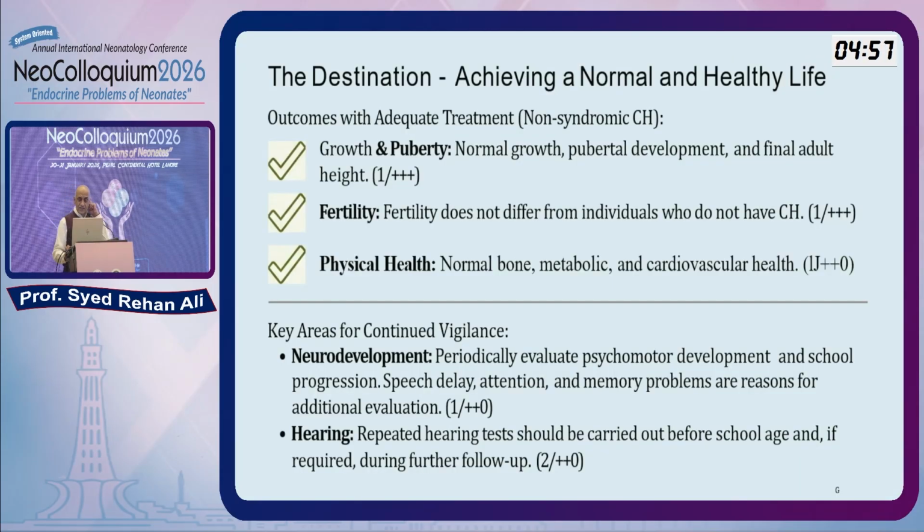So what would be the destination? Achieving a normal and healthy life. We try and promote normal growth and final adult height. This should be the aim. Fertility does not differ from individuals who do not have congenital hypothyroidism. Physically, they should have normal bone, metabolic, and cardiovascular health. But you continue looking at their neurodevelopment periodically, especially at school time, for speech delay, attention deficit, memory problems, and you repeat the hearing test before school age.